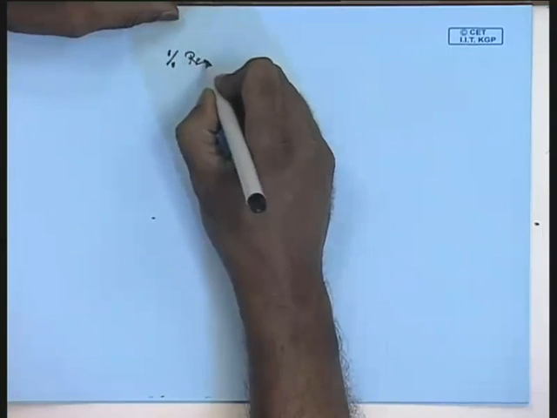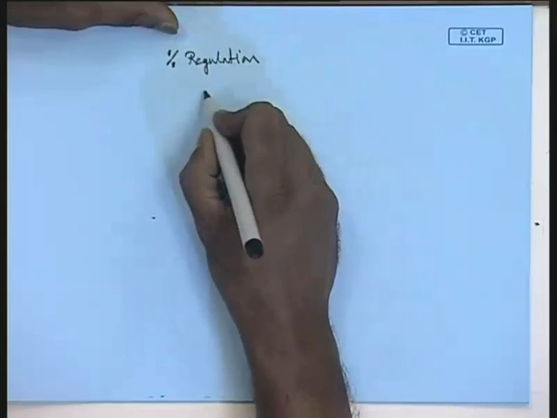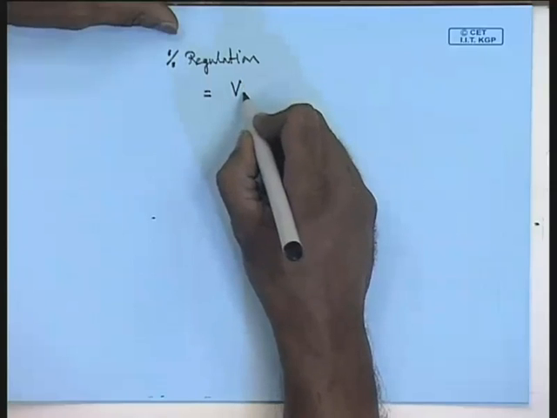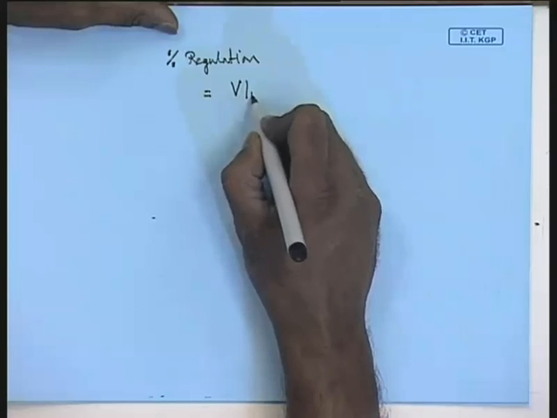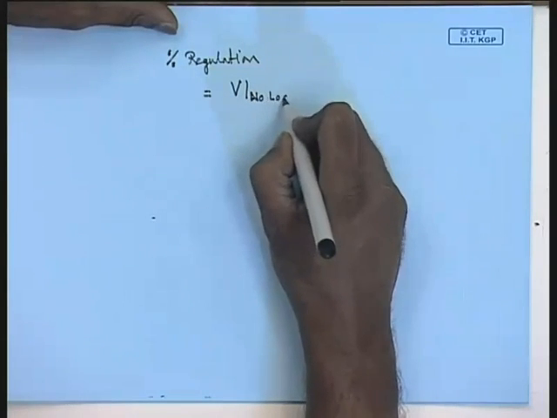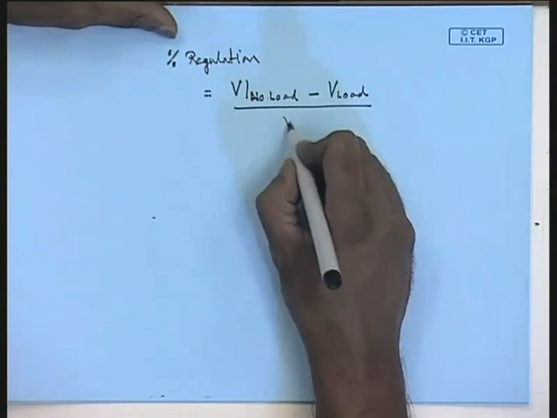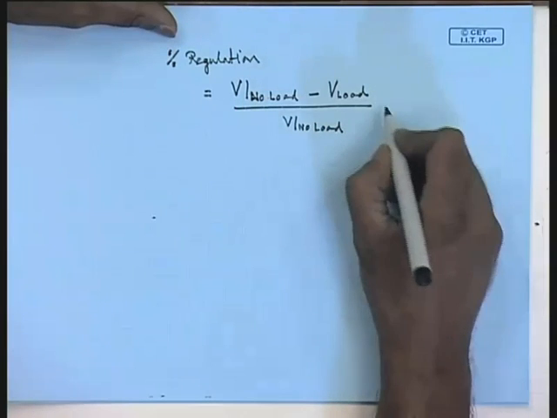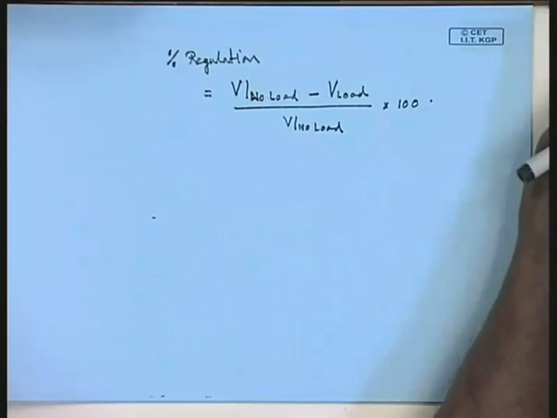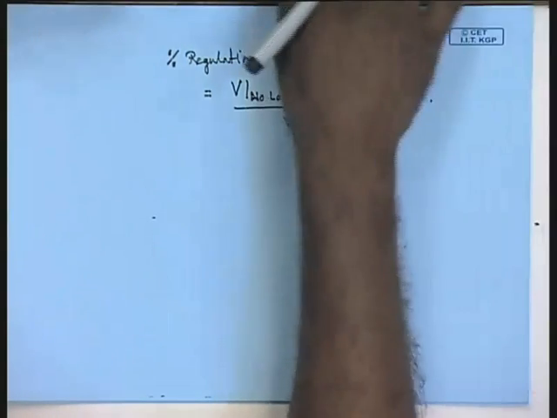In the last lecture, we have seen how to find out the terminal voltage of a 3-phase transformer when it is loaded. It is similar to what we have done in a single phase transformer. In fact, in a single phase transformer, we have defined the quantity percentage regulation of a transformer as the terminal voltage at no load, V at no load, minus V at load, divided by V at no load, into 100.